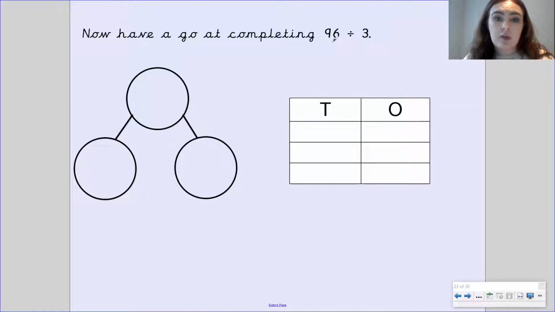Okay, now let's have a go at completing 96 divided by 3. So on your whiteboard, I would like for you to draw the part-whole model and work out 96 divided by 3 by partitioning it into 10s and 1s. And then I want you to use the place value grid. So pause the video and then we'll go through the answers.